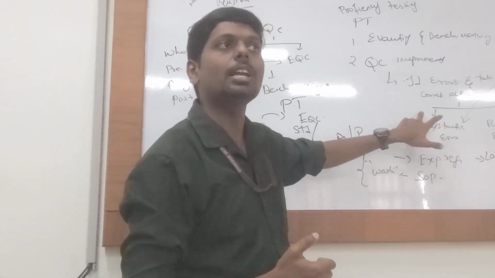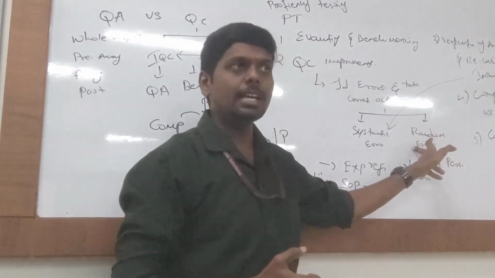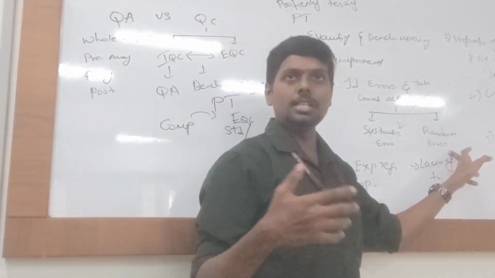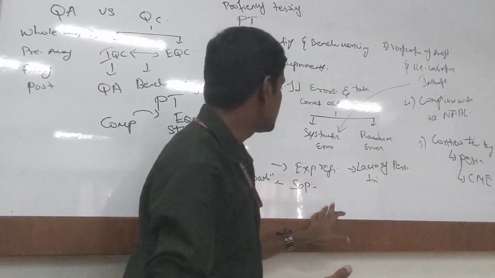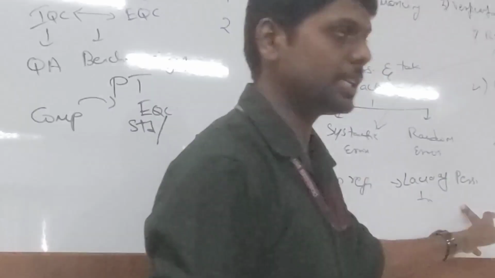Errors are of two types. What are those? Systematic errors and random errors. Systematic errors means repeated errors, that is the issue with the precision, whereas in random errors there is no precision. Examples we gave: for systematic, an expired reagent, and for random, personnel training.